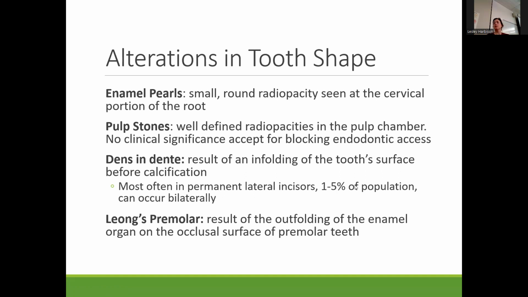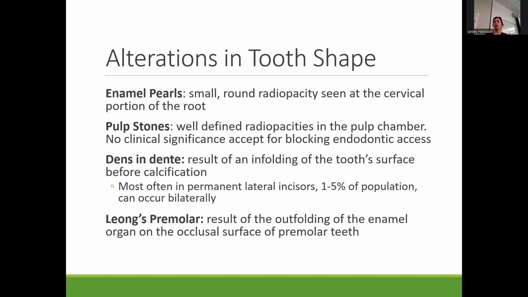The Leong's premolar is the opposite. It's sort of like a pooching out of everything. Everything goes outwards, and instead of the normal anatomy of the grooves for the premolars, it almost looks like a little peak. There's a little peak in the center where you naturally find a central groove of the premolars. And so we'll look at that.